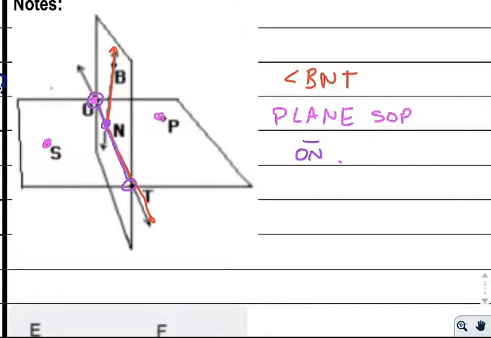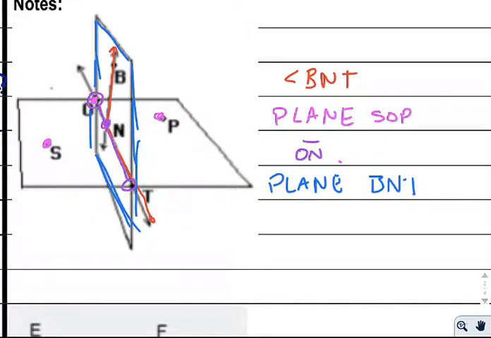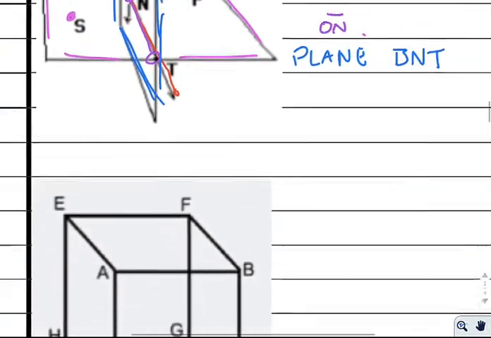Right. So what else can we do? Let's say we're talking about this guy right here. We're definitely talking about a plane. So all we really have to do is pick out 3 points on that plane. So I'm going to pick out B, N, and T. And that would be the plane. And so you can see this whole naming system is really just for identifying things.